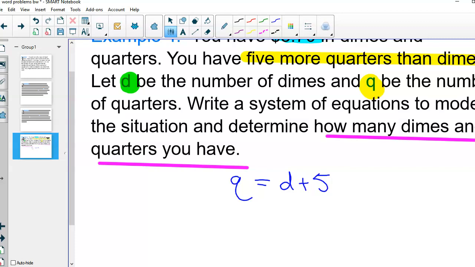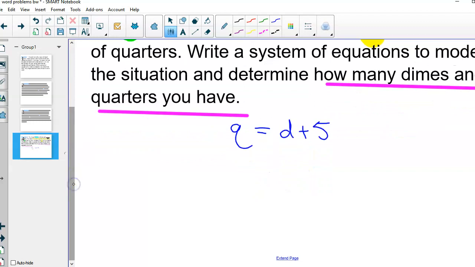You need one more though. Somehow we need to put the 3.70 in there. Is it 10D plus 25Q equals 370? You're missing something. It's not 10, but 0.10, because remember, these are dollars. If you move the decimal for everything, that would be fine.